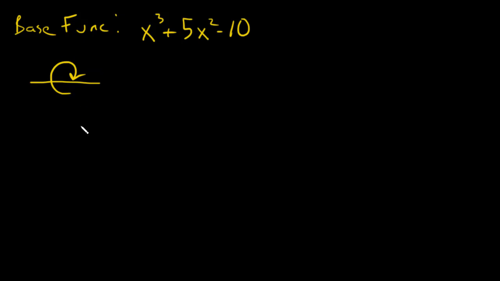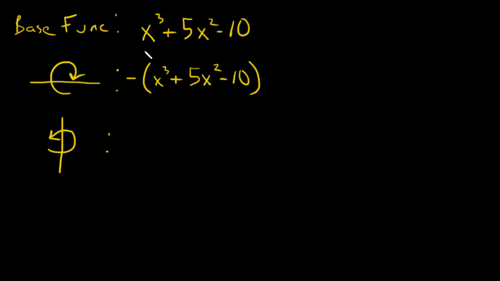I am flipping vertically in space. So all I have to do for that kind of transformation is put the whole thing in parentheses, as always, since it's a vertical transformation. So x cubed plus 5x squared minus 10, and then put a negative sign in front of it. And that flips it top to bottom.